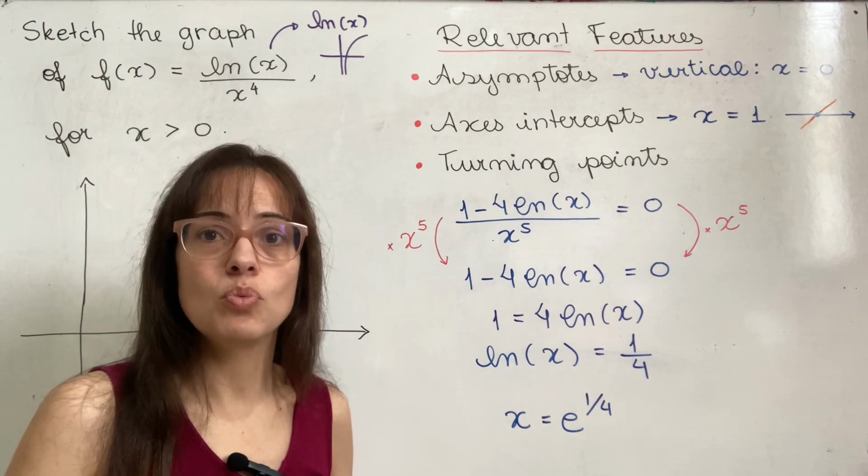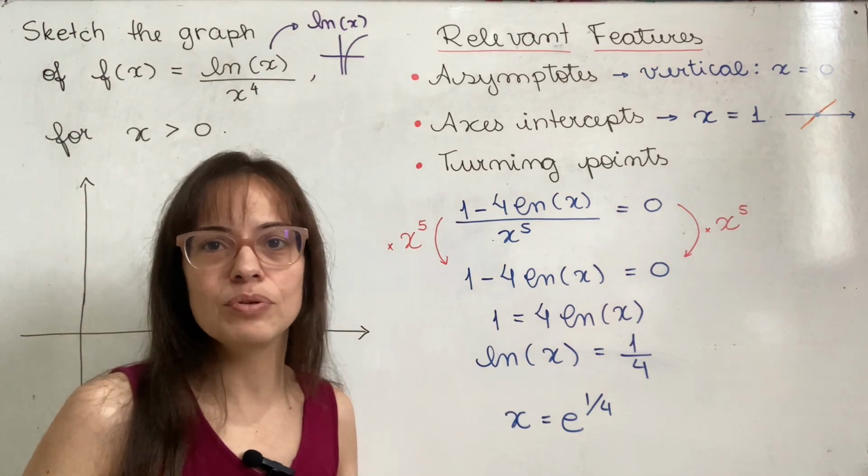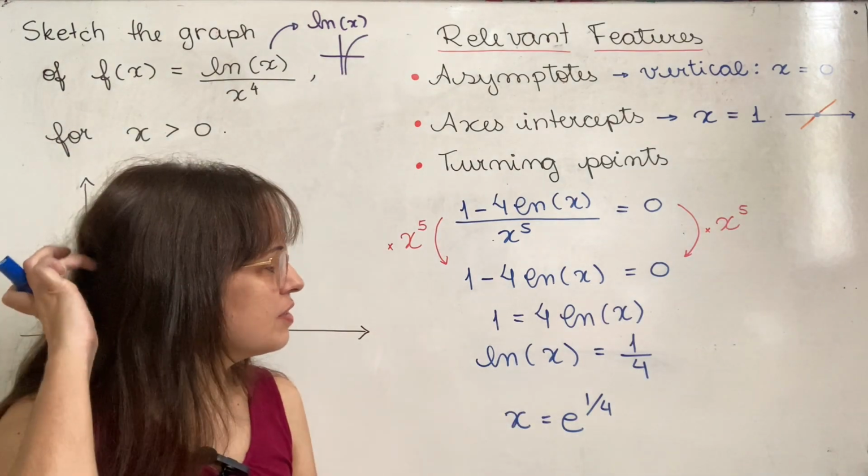Remember, this is a paper 1 question, so it's not about knowing that e equals 2 point whatever. I don't even know it. So I would leave it like that.